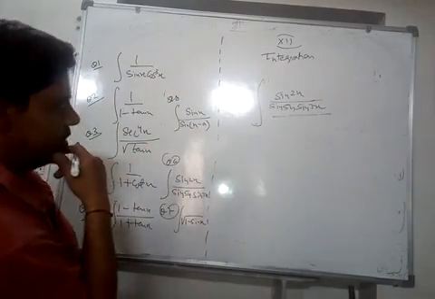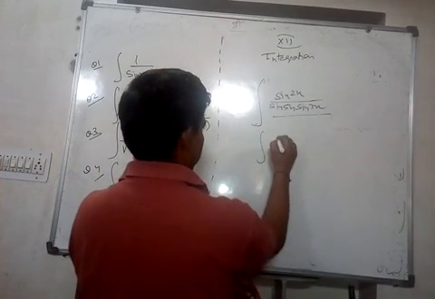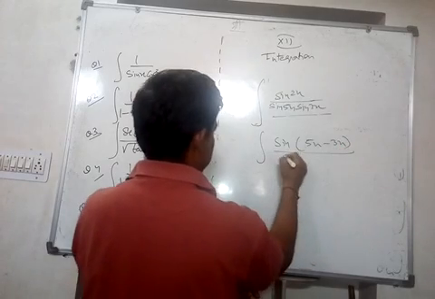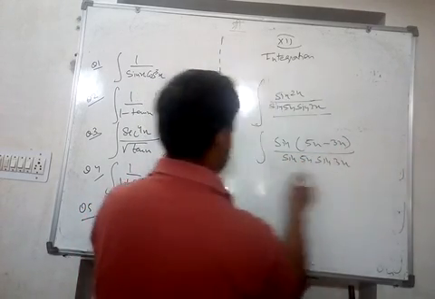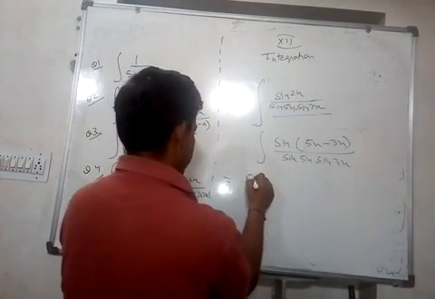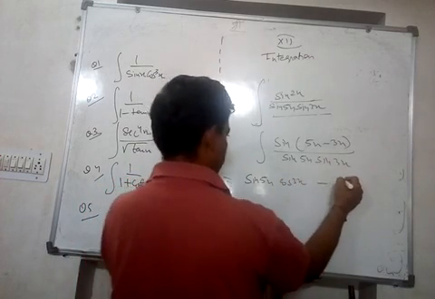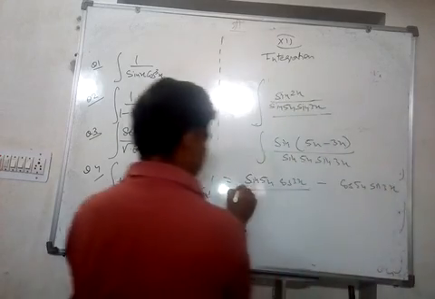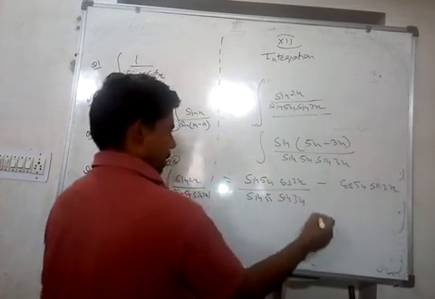Sin 2x can be written as sin(5x minus 3x). Let's write like this. Now this is sin(a minus b), which is sin a cos b minus cos a sin b. Now divide this. This can be done. Let's see.